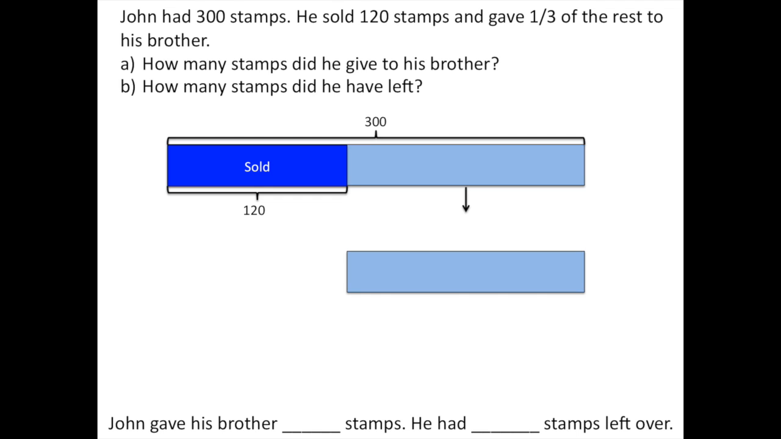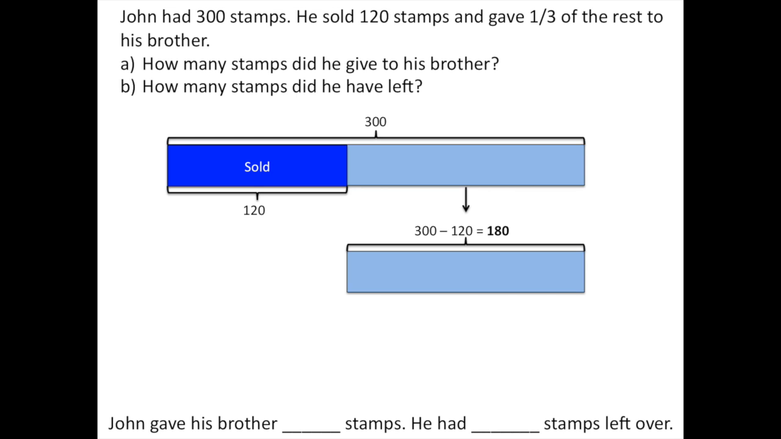But we need to use that in order to label the rest. So if I know that the total number of stamps is 300 and 120 were sold, how many were left over? Well, we can figure that out by subtracting. 300 minus 120 equals 180. So from the information given, we're able to right away find out how much is left over. So we'll label that in our bar.